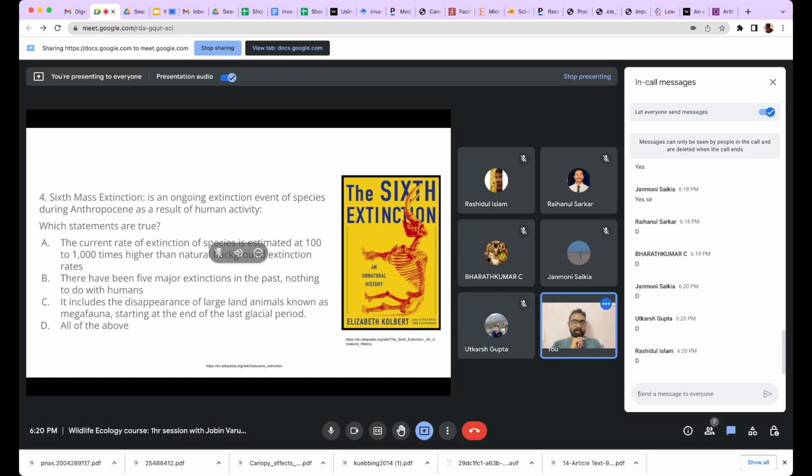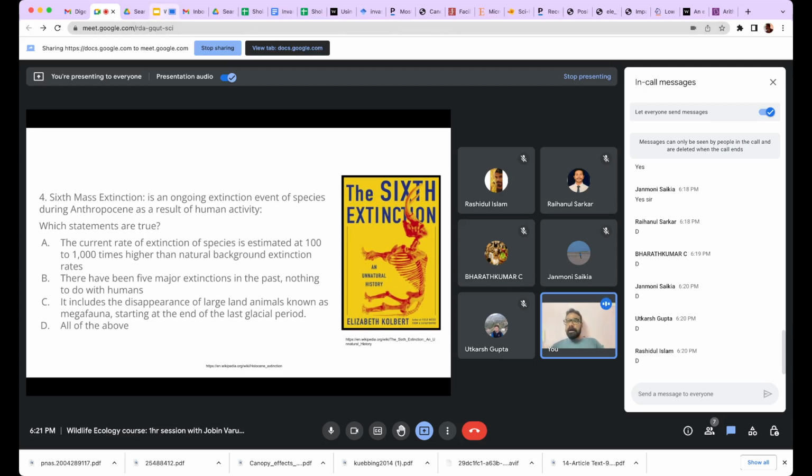So yeah, it's an ongoing extinction. The sixth mass extinction is supposedly happening in the Anthropocene, which is the current epoch that we are in. Epoch, right?